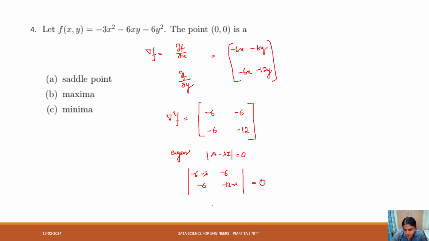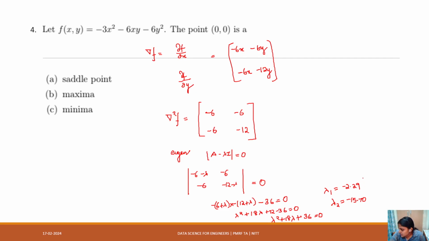I am getting (6 + λ)(12 + λ) - 36 = 0. Solving this, I'll be getting λ² + 18λ + 72 - 36, so it will be λ² + 18λ + 36 = 0. When I solve this, I'll be getting λ1 = -2.29 and λ2 = -15.70. I think you are getting this answer. If you are not, just inform me.